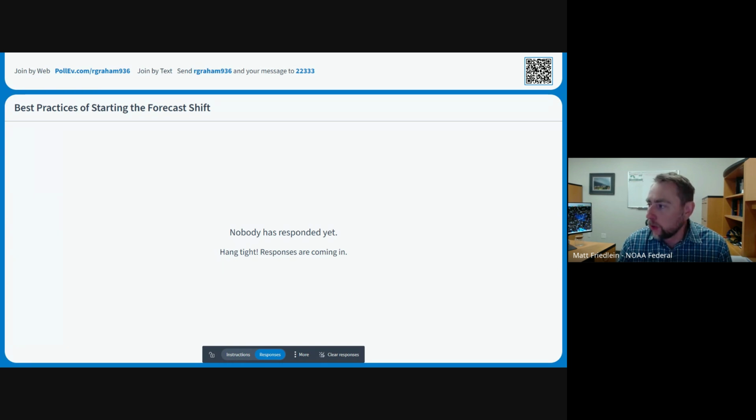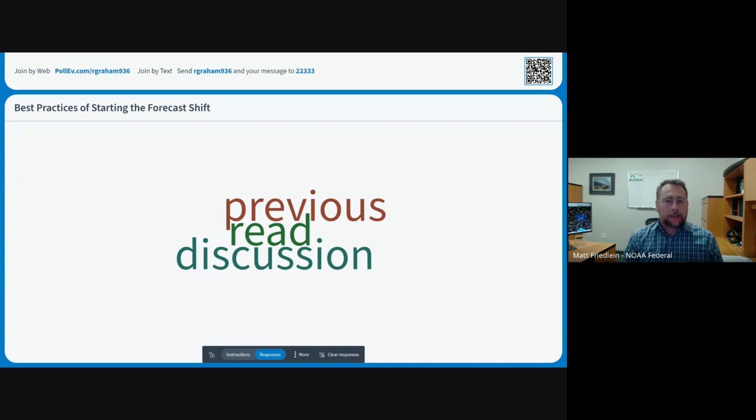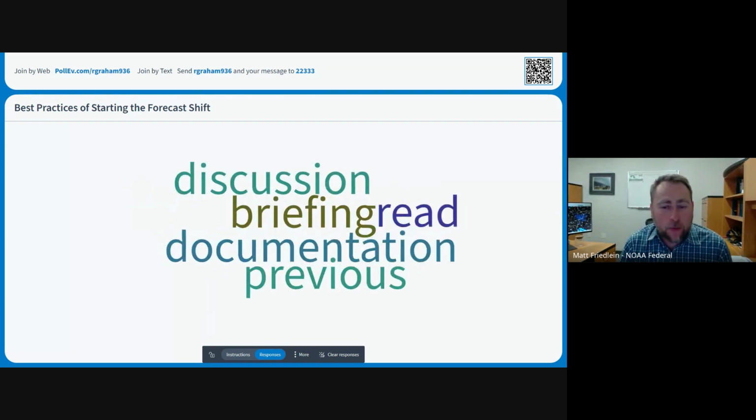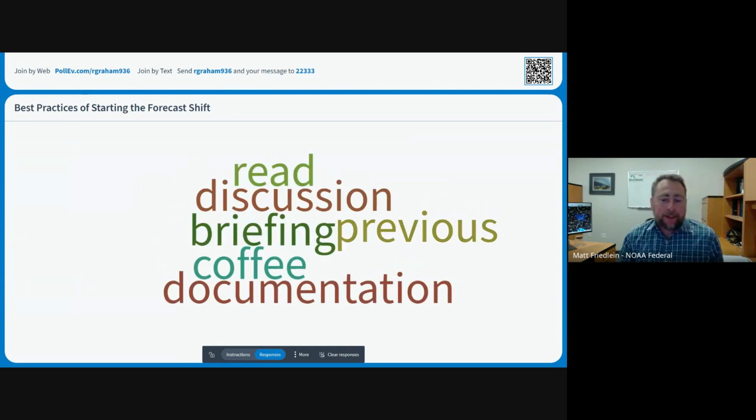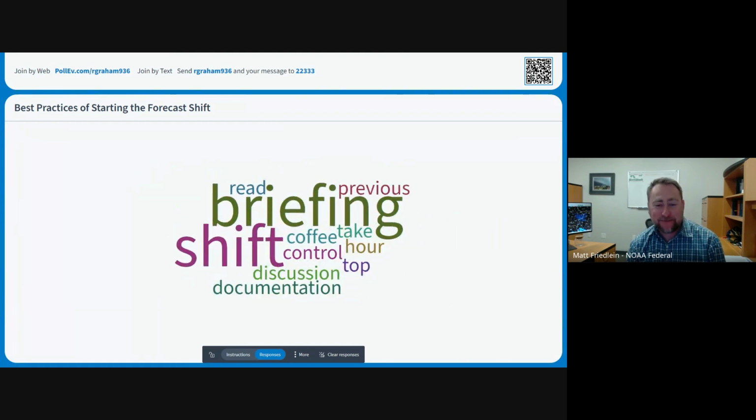So this should be a word cloud here, and we want to see what you at your offices use to get that shift started on a good note. So there's sort of a culture component of this as well. Seeing some notes on briefings and AFD here. I like the coffee. That's a day shift one for sure, and a mid shift one.